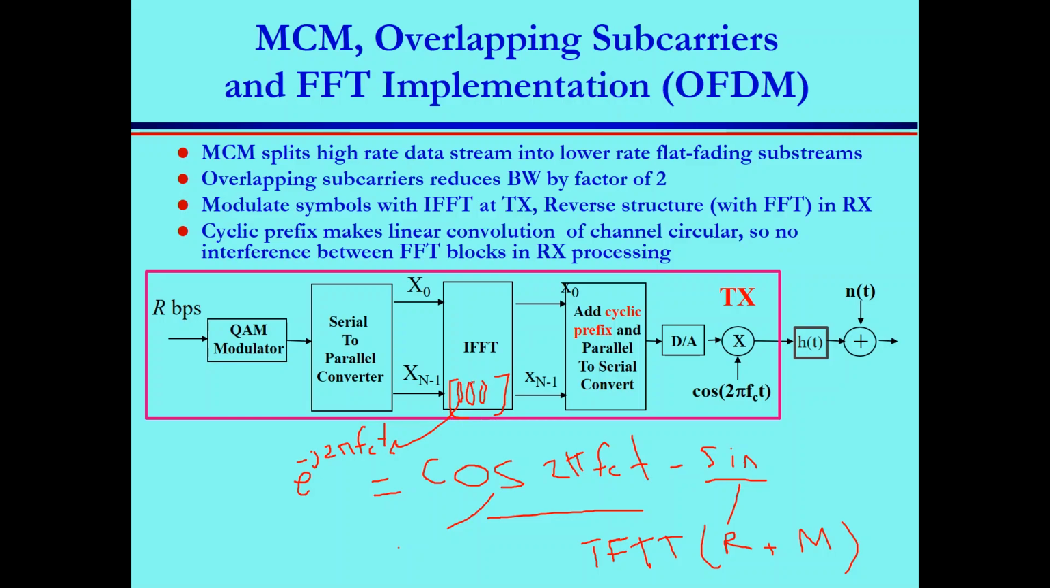What's the difference between the first column and the second column? The only difference is the frequency: here f0, f1, f2, f3, until fn. And these are adjacent to each other. So the math here goes to signal processing, and this goes to communication systems. Multicarrier modulation splits a high rate data stream into lower rate flat fading substreams. Overlapping subcarriers reduces bandwidth by a factor of 2, and we showed you how this can happen. We modulate symbols with IFFT at the transmitter, the way I explained here. This is how it works.